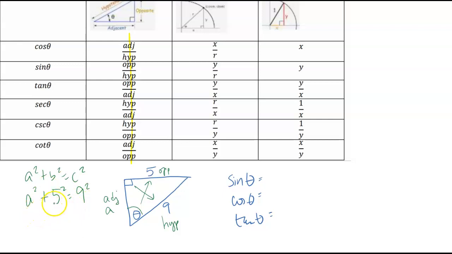So I'm going to do the Pythagorean Theorem to figure this out. The way this works is you subtract the 5 squared to the other side. So this is 81 minus 25. I'm just doing a little mental math here. So a squared is what? 81 minus 25. Geez, what is that? I can't think about that right now. 56. And so a would be the square root of 56.